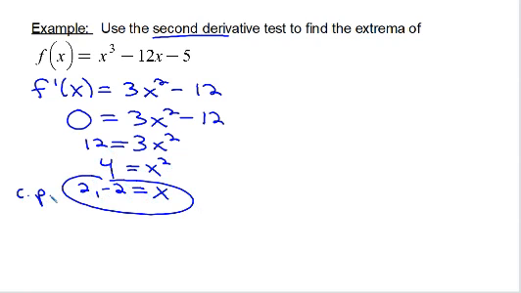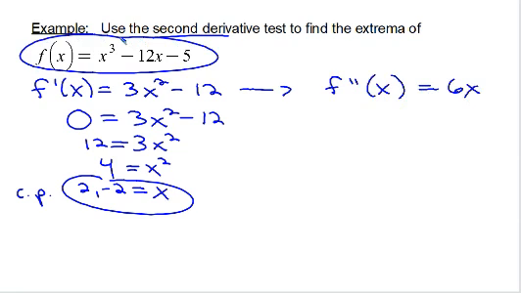And now what we do is we find the second derivative. F double prime of x is just 6x. By the way, the second derivative test works great with polynomials. This is a great time to use it because it's super slick. So all we have to do now is plug these two values into the second derivative. Find f double prime of 2 and find f double prime at negative 2.